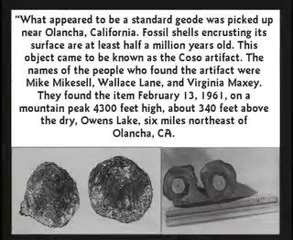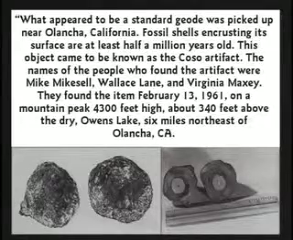There's the x-ray of this geode. Let's just read this here. What appeared to be a standard geode was picked up near Olancha, California. Fossil shells encrusting its surface are at least 500,000 years old. Yeah, right. The object came to be known as the Coso artifact. The names of the people who found the artifact were Mike Mikesell and others, okay?